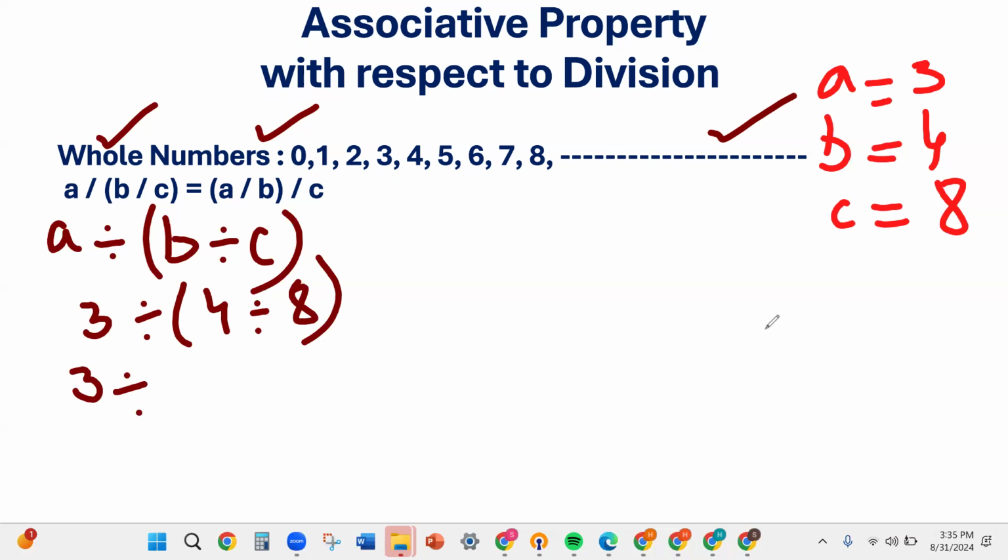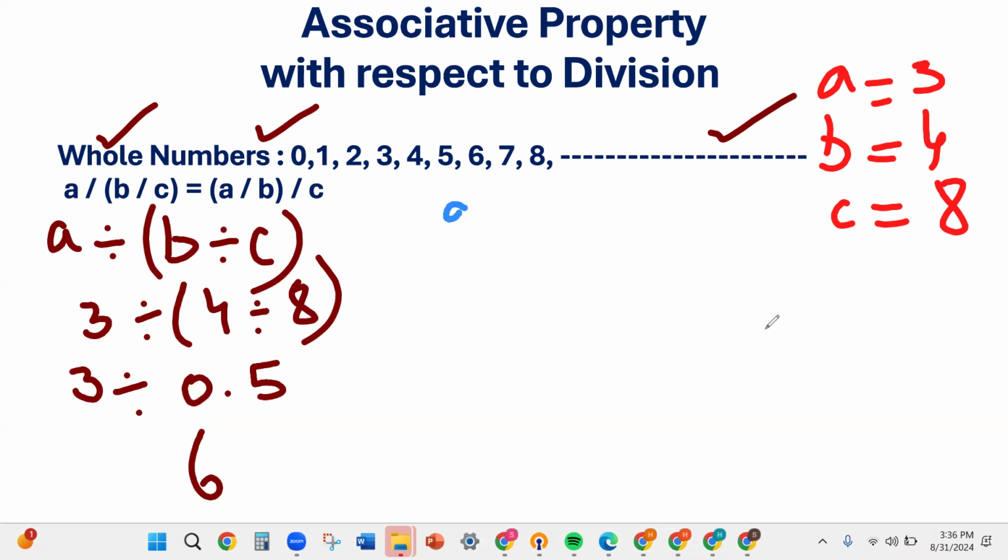You have to solve the bracket first. 4 divided by 8 is 0.5. Now solve 3 divided by 0.5, which will give you 6. Now the left-hand side is done.